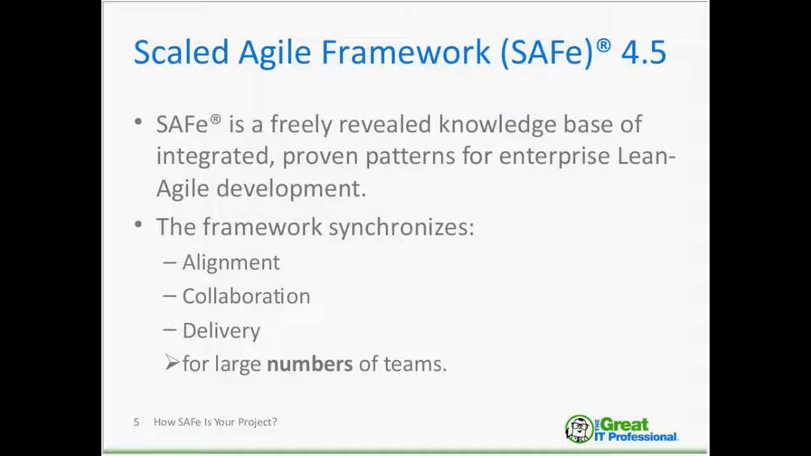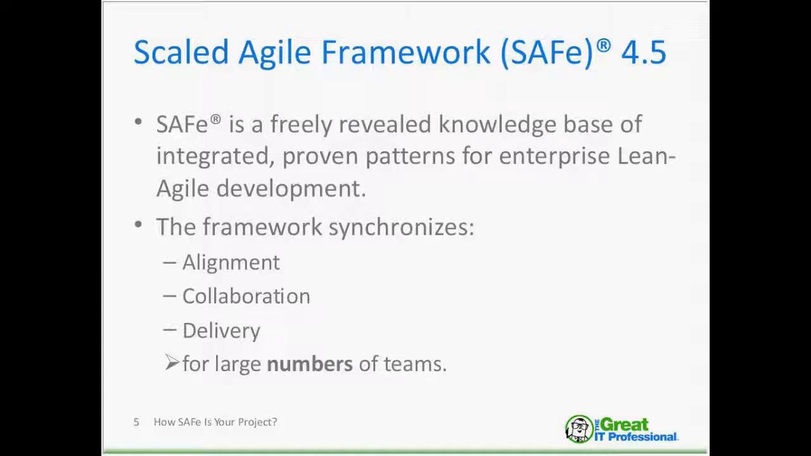It's meant to provide synchronization in regards to alignment, collaboration, and delivery for a large number of teams. Basically, what the framework is about is teams of Agile teams. At every level, there are teams of Agile teams, which are typically called release trains. But we're dealing with multiple Agile teams as opposed to one Agile team that most of us are probably familiar with, like when you're doing Scrum. That's it in a nutshell, at a very high level.